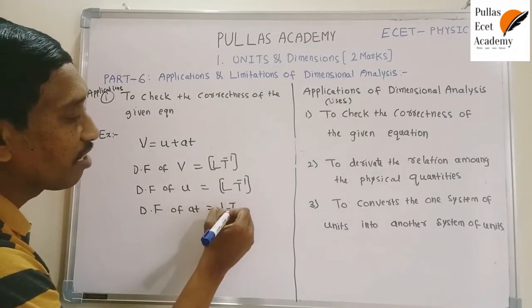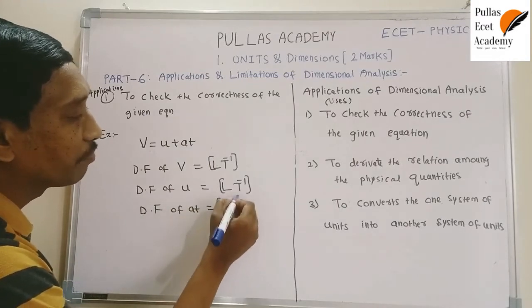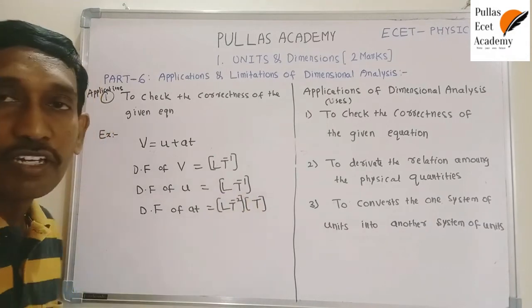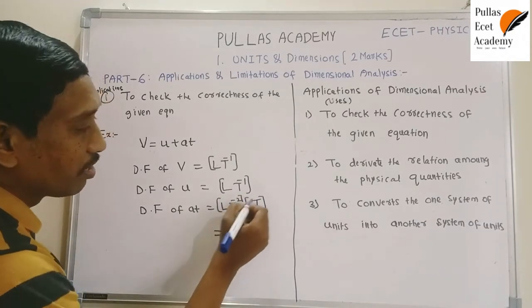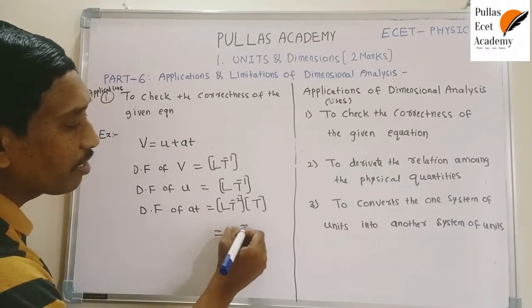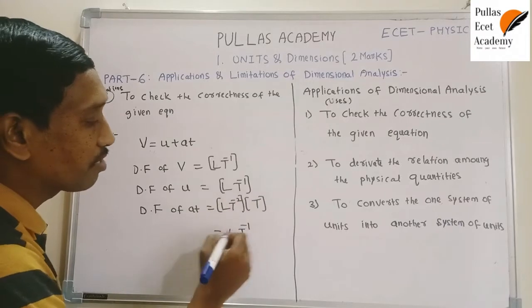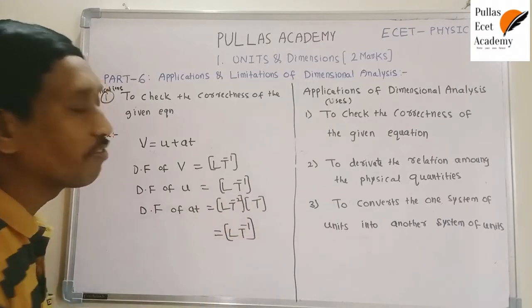The dimensional formula of acceleration is LT⁻², and the dimensional formula of time is T. So LT⁻² into T: L T⁻², T¹, this is T to the power of -2 plus 1, which is -1. That's why finally you get LT⁻¹.